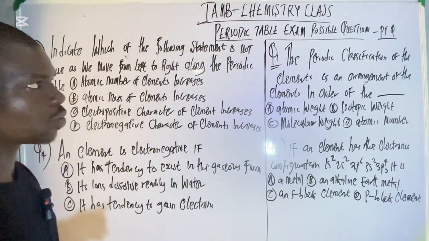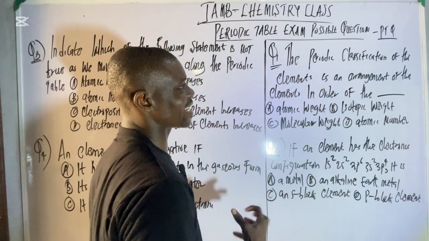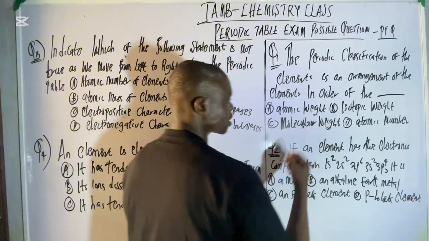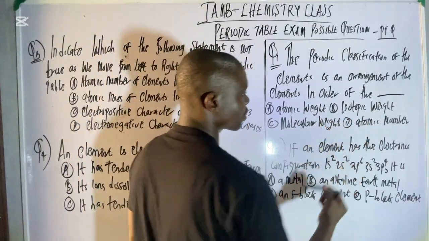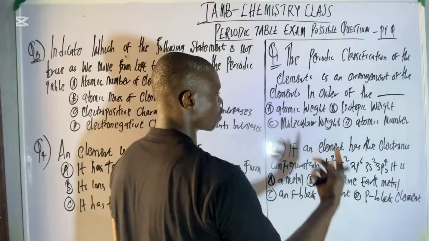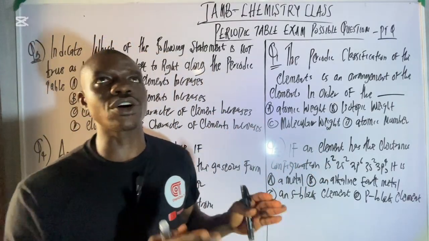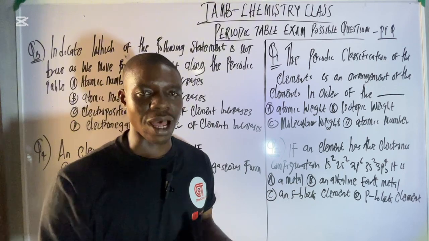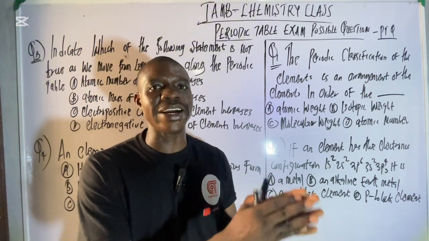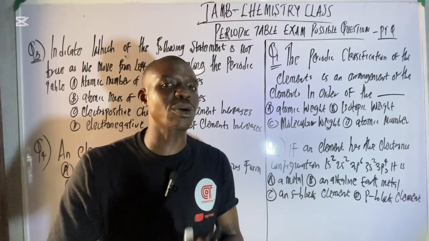So let's look at the first question here. The periodic classification of elements is an arrangement of the elements in order of dash: atomic weights, isotopic weights, molecular weights, atomic number. Now, this is under the periodic law. The periodic law states that elements are arranged in the periodic table in the periodic function of their atomic number.